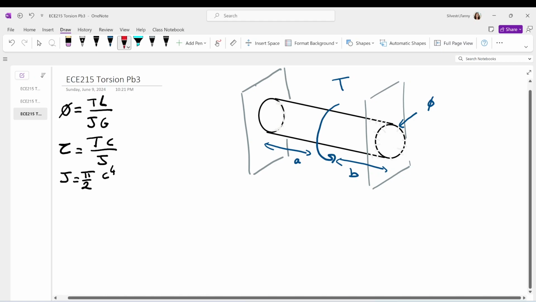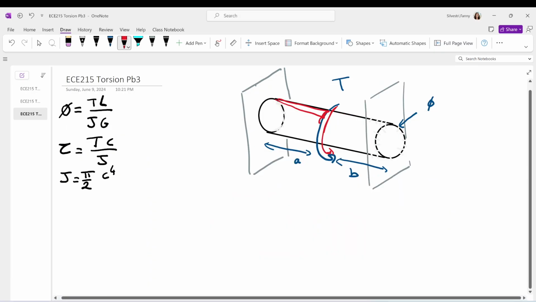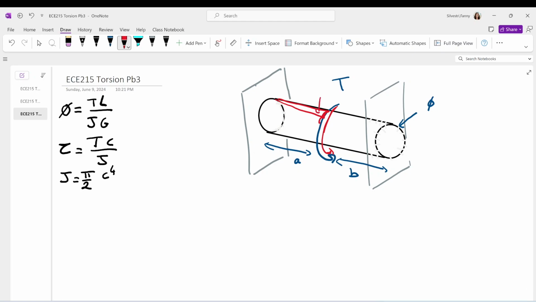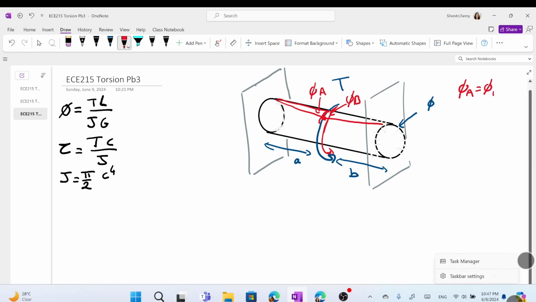What happens is that when the torque is applied, the rod on that side will twist, let's say, clockwise or counterclockwise, depending on which one you look at. Let's say this one is phi A, and this point also belongs to this one, and that will be your phi B. So what we can say is phi A equals phi B, and that will give us new information.